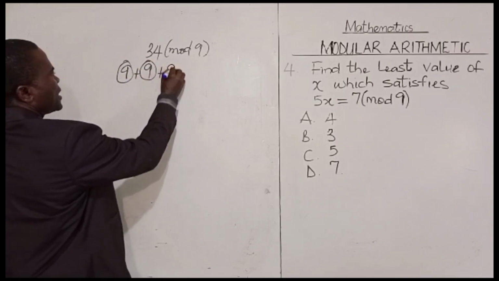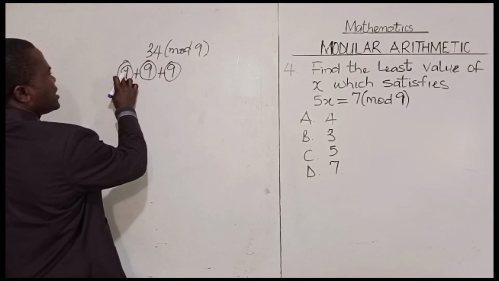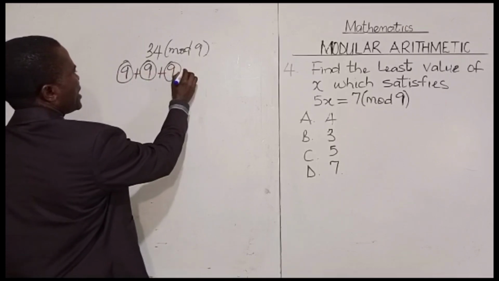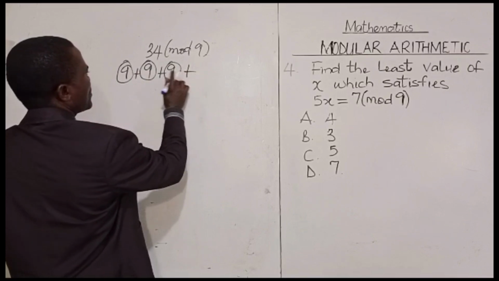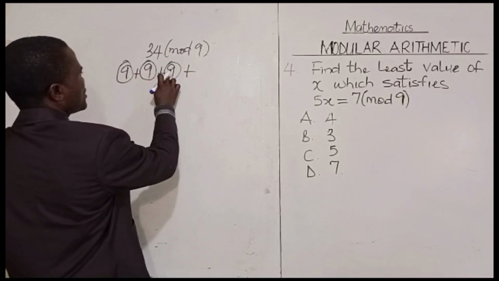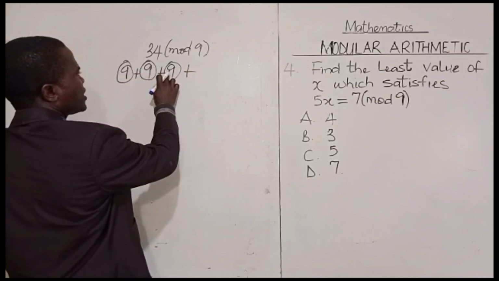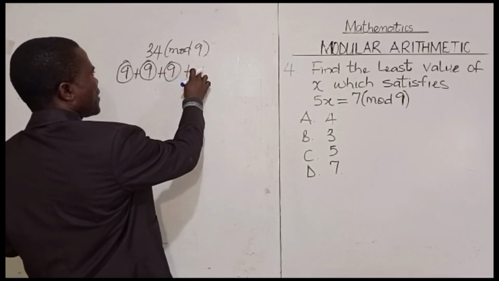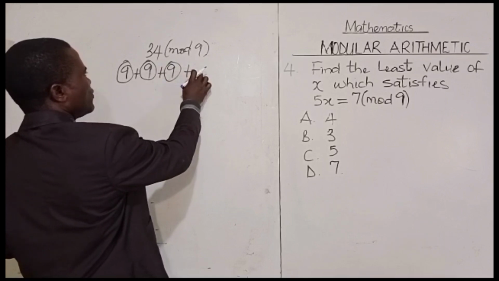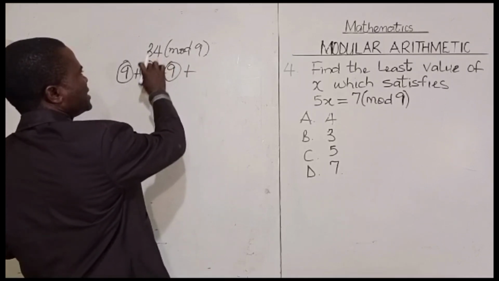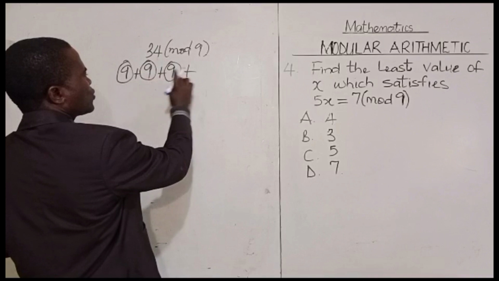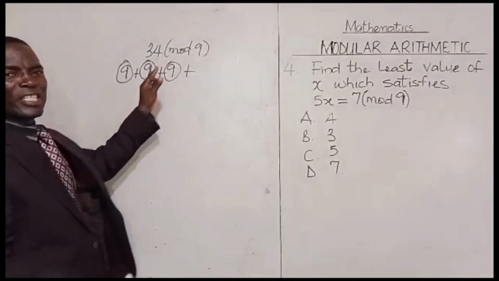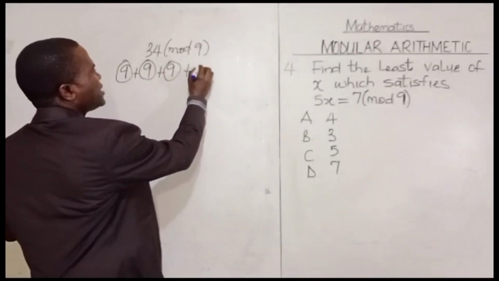plus 9. Altogether now, this is 18. This is 27. Then I need to still go further. 18 plus 9 giving me 27. Then plus 9 again. If I add 9 to this one, it will give us 36, which is more than 34. So what I'm going to add to this 9 to give me 34 is 7.